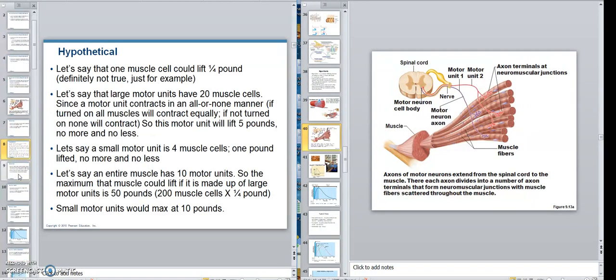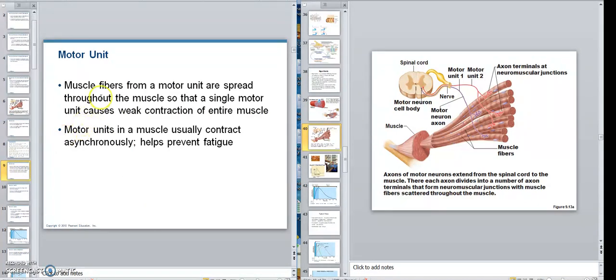All right, let's go further. So a motor unit: muscle fibers are spread throughout the muscle, as I alluded to, so that a single motor unit causes weak contraction of the entire muscle. Motor units in a muscle usually contract asynchronously, if they can. We'll talk about that. That means one will turn on, then another, but we're going to talk about that, okay?